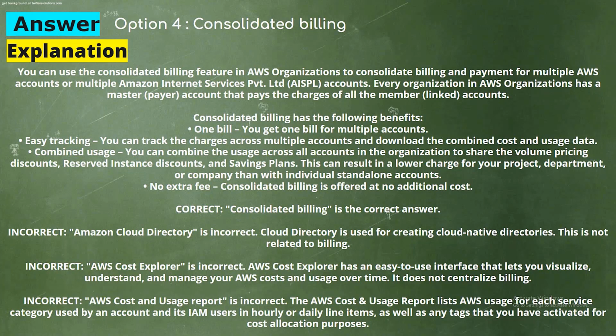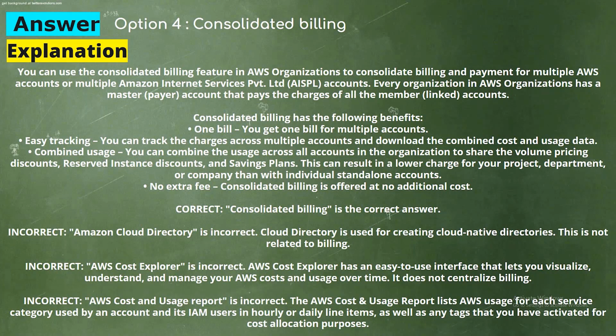Easy tracking, you can track the charges across multiple accounts and download the combined cost and usage data. Combined usage, you can combine the usage across all accounts in the organization to share the volume pricing discounts, reserved instance discounts, and savings plans. This can result in a lower charge for your project, department, or company than with individual standalone accounts. No extra fee, consolidated billing is offered at no additional cost. Correct, consolidated billing is the correct answer.